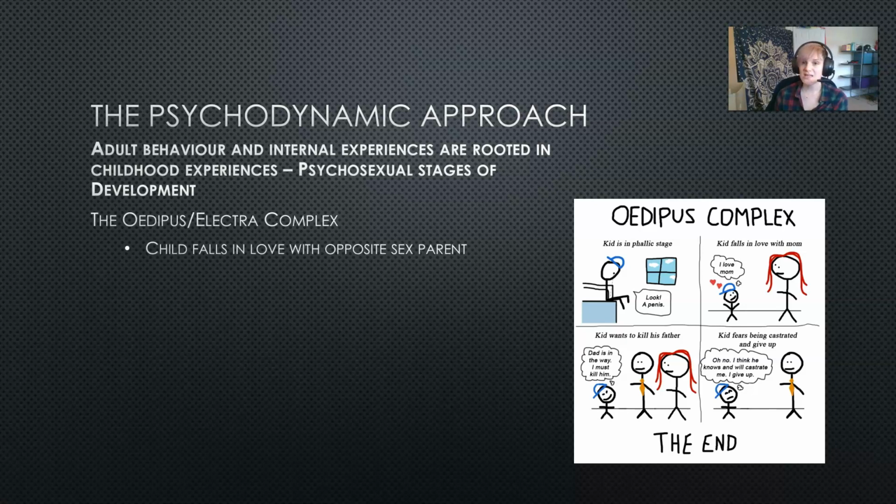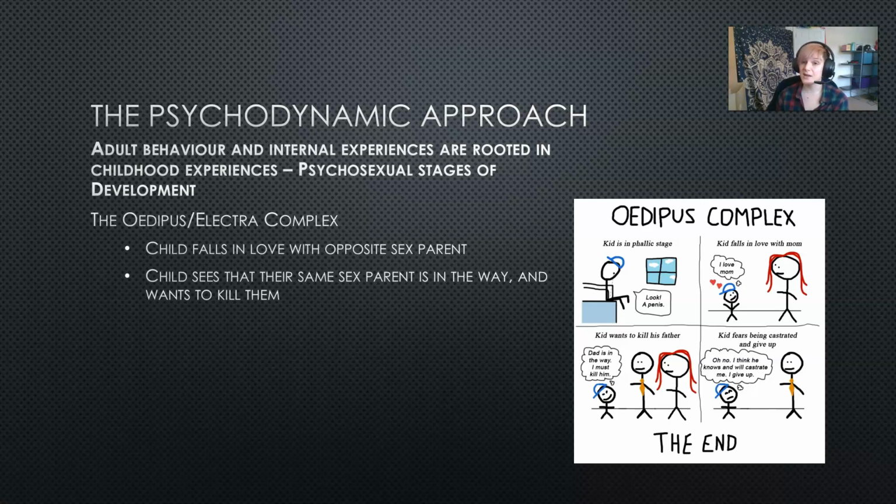So during the phallic stage, between the ages of 3 and 6, the child, according to Freud, will fall in love with their opposite sex parent. The child sees that their same-sex parent is in the way of their relationship with their opposite-sex parent, and therefore decides that they want to kill them.